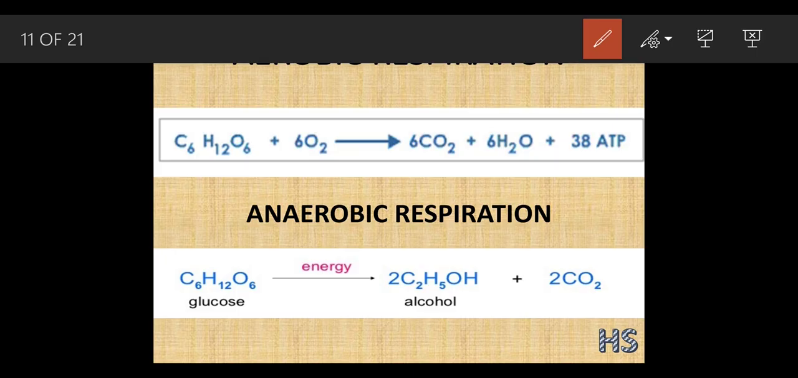We have already studied this part. This aerobic respiration takes place in the presence of oxygen, so we can see the oxygen molecules, and it releases carbon dioxide, water and energy, 38 ATP. But anaerobic respiration, what is the function of this anaerobic respiration? This is glucose. With the help of energy, it is broken down into alcohol and carbon dioxide. This alcohol is called ethyl alcohol. Just remember this formula, this is very important.